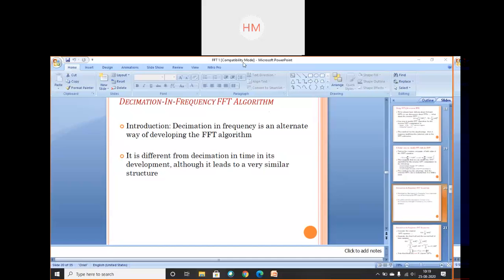Okay. Is it now audible? Okay. And slides are visible to all.